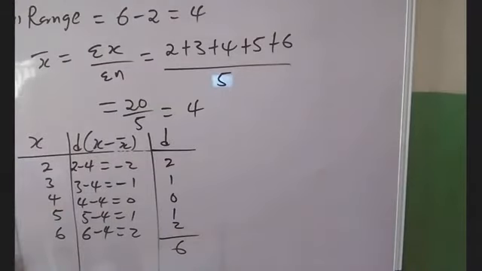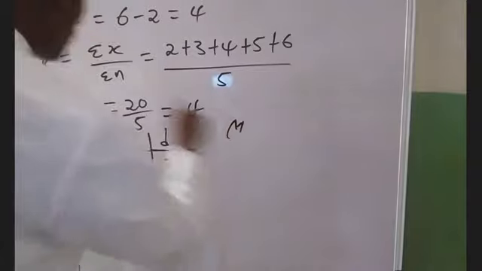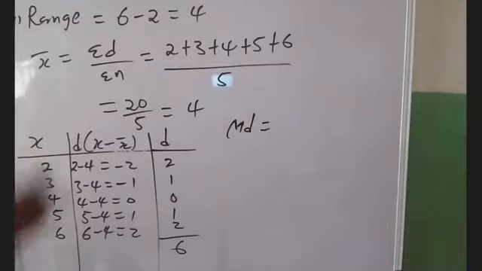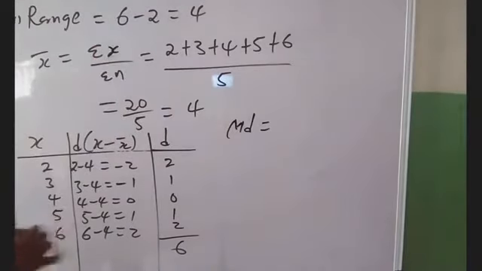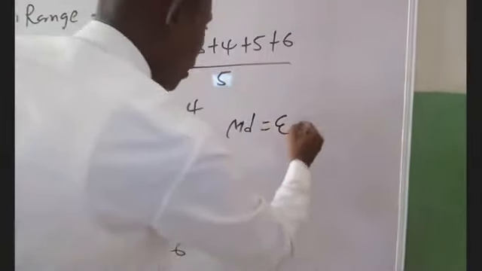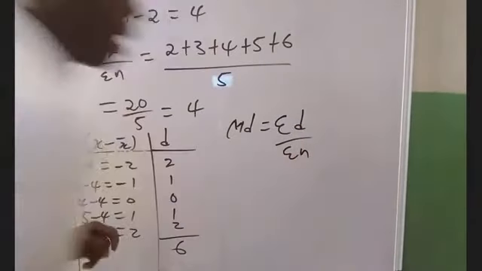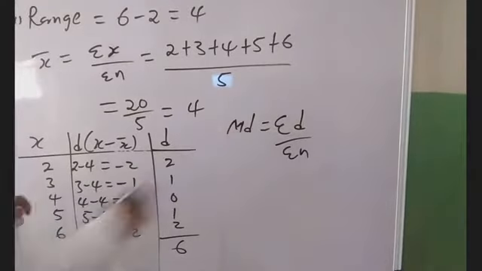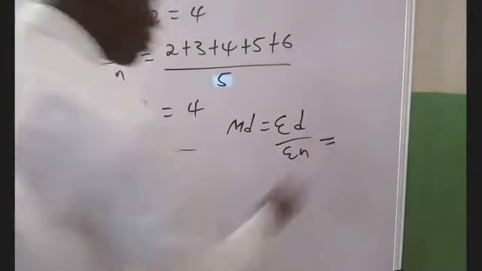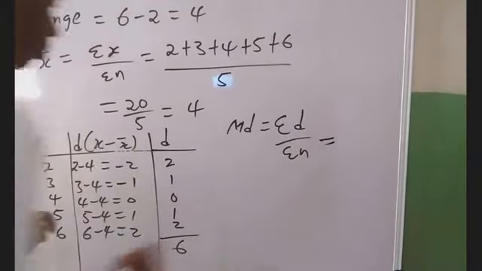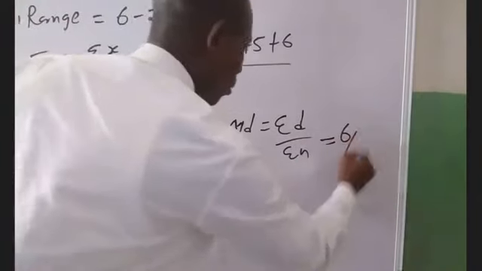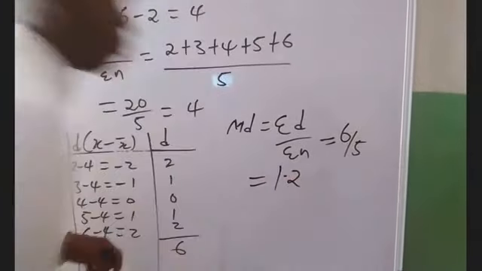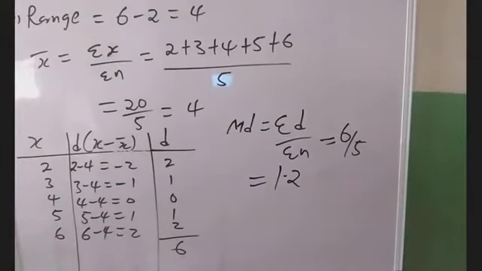So what is our mean deviation? Remember that our mean deviation is equal to sigma d over sigma n. Sigma means summation, please. This is equal to 6 over 5. And our mean deviation is 1.2.